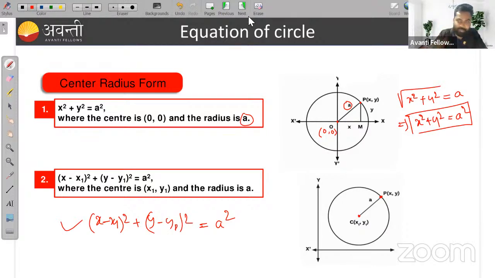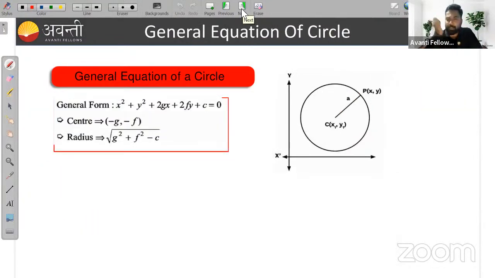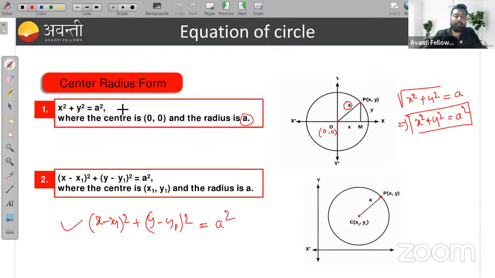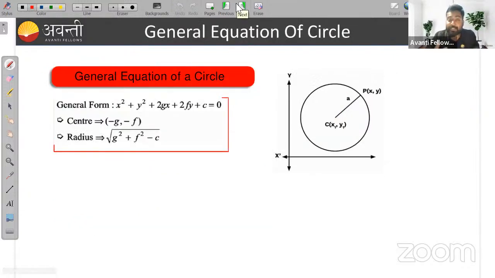Concentrate on today's class. Okay, so now what is the general equation of circle? If I ask you, this is the center-radius form, where the center is (x1, y1) and the radius is a, then the equation of circle is like this. Then if I ask you to find the general equation of circle, that is x square plus y square plus 2gx plus 2fy plus c is equal to 0. This is the general form. I hope all of you know this.